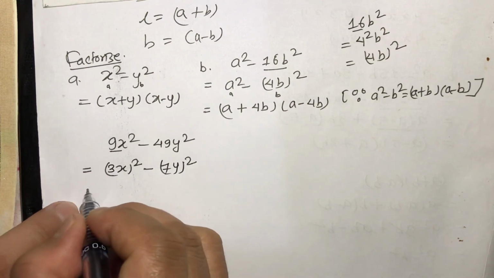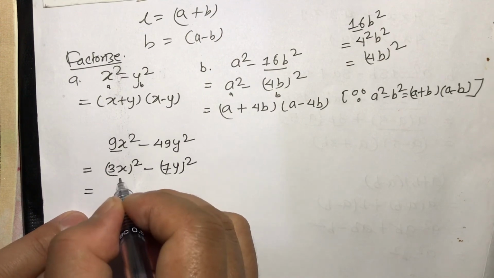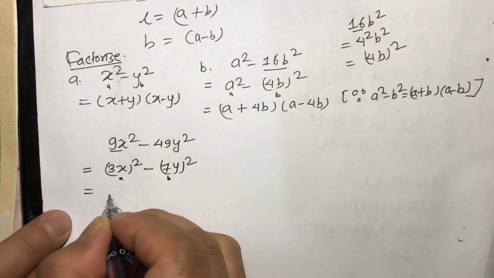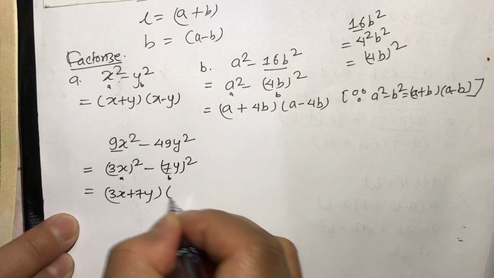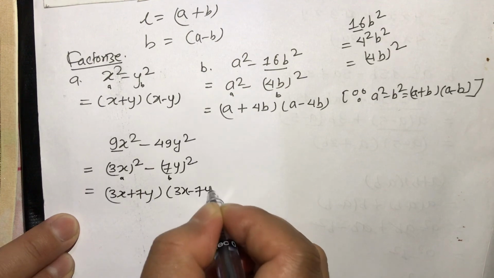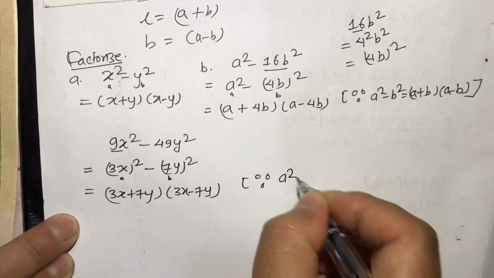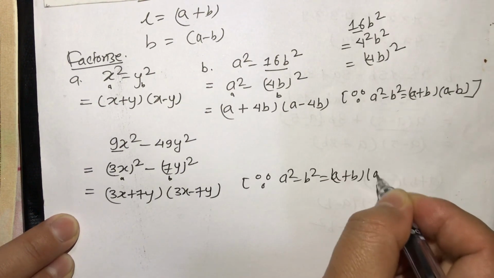Now using a plus b, here a is 3x and b is 7y. So a plus b means 3x plus 7y, and a minus b means 3x minus 7y. So how is it derived? Using a square minus b square equals a plus b and a minus b.